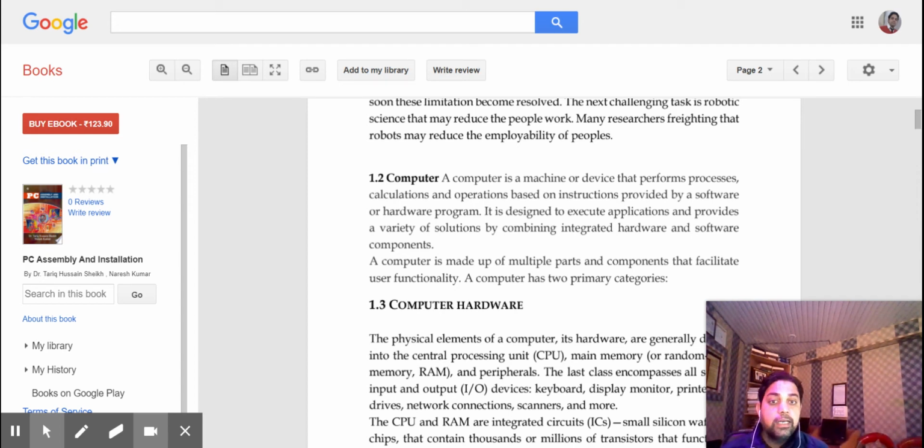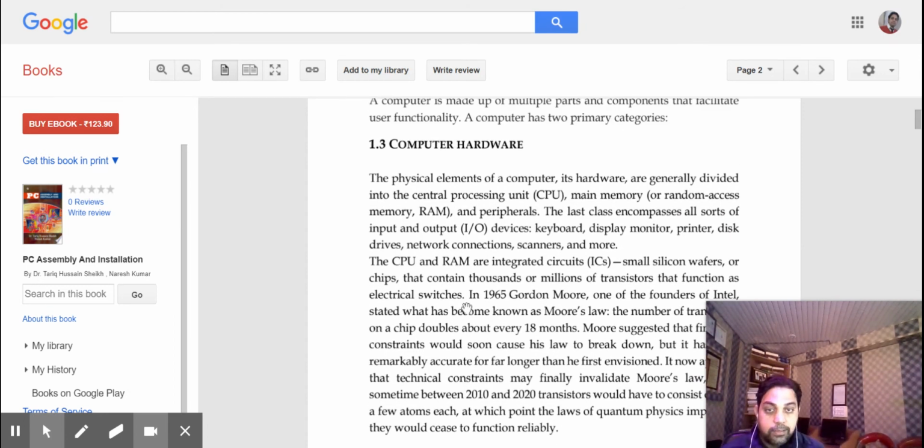So what actually is a computer? A computer is a machine or a device that performs processes, calculations, and operations based on instructions provided by a software or hardware program. It is designed to execute applications and provide a variety of solutions by combining integrated hardware and software components. A computer is made up of multiple parts and components that facilitate user functionality, and a computer has two primary categories.